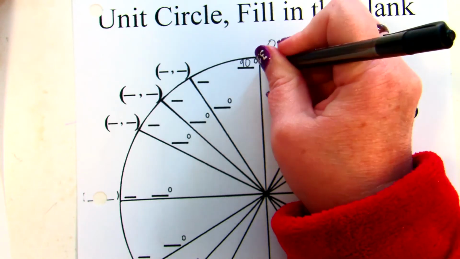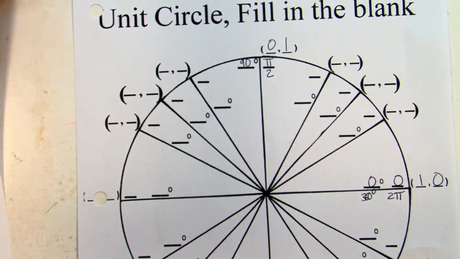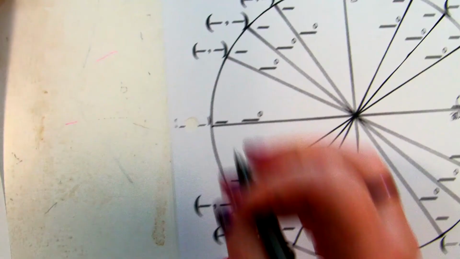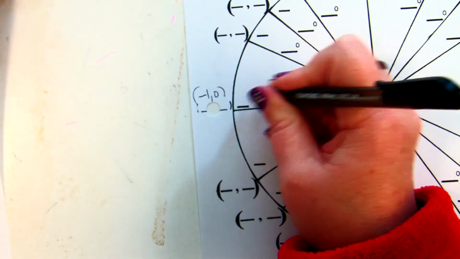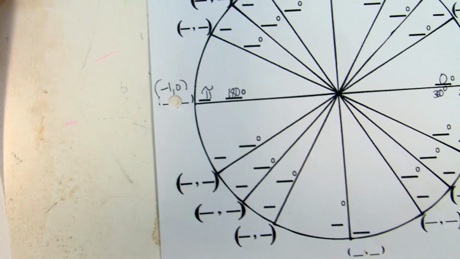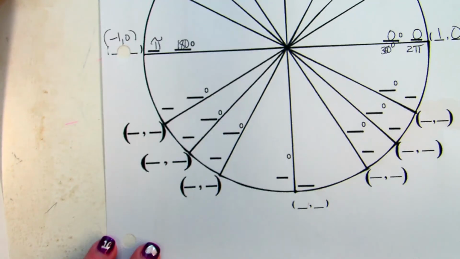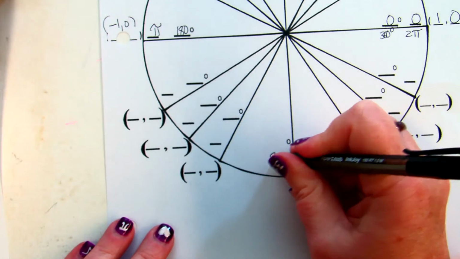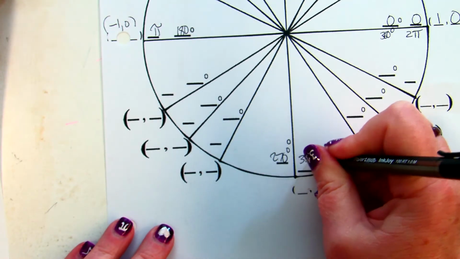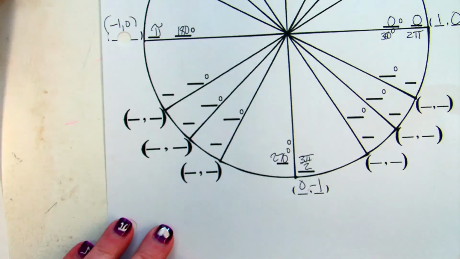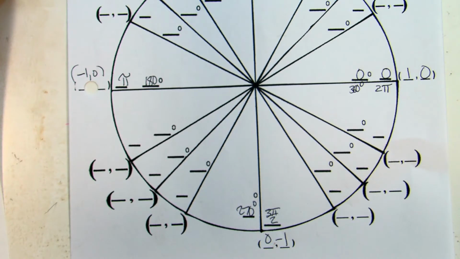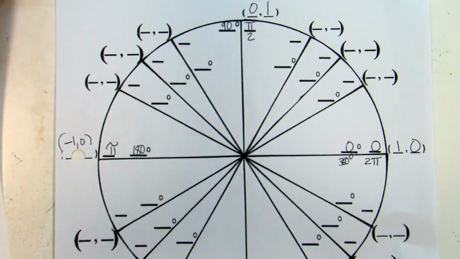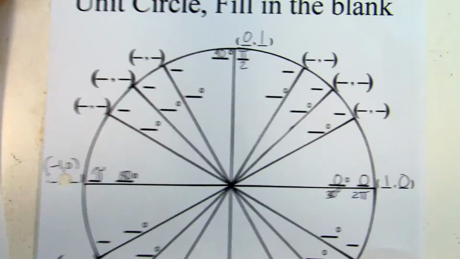90 degrees, pi over 2. Negative 1, comma 0, 180 degrees, pi. 270 degrees, 3 pi over 2, (0, negative 1). Those are the quadrantal angles. They're on the x and y axis. Next, we're going to focus on the first quadrant.